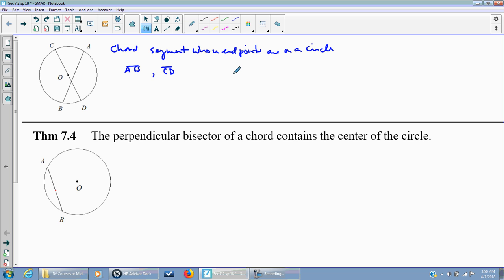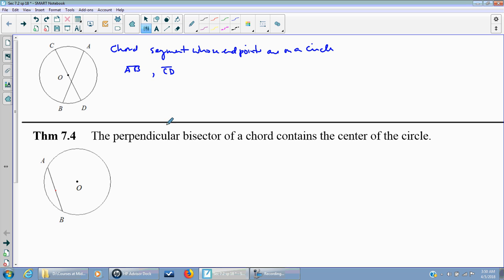Got a few theorems here. Some of them are fairly easy, and some I'll skip the proof, and some of them are a little bit strange, difficult as well. Okay, 7.4. The perpendicular bisector of a chord contains the center of a circle. So here I have chord AB, and the segment that's a perpendicular bisector of AB should go through the center of the circle. We're actually going to do it in a little bit different order than the book does here.